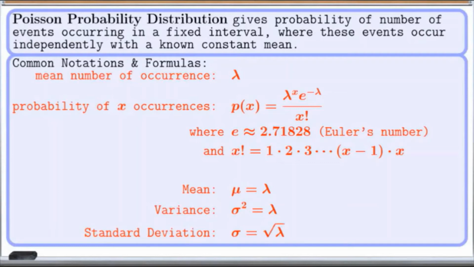In this video, I am going to talk about Poisson probability distribution. First, I will define and work on an example using formula, calculator, and Excel. Let's look at this definition here.